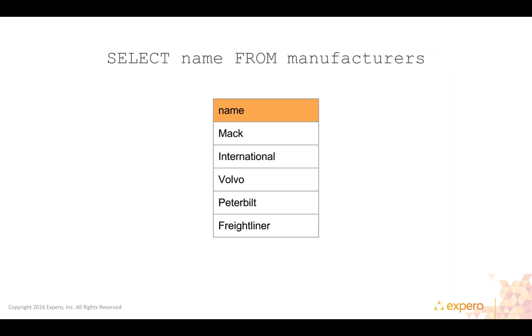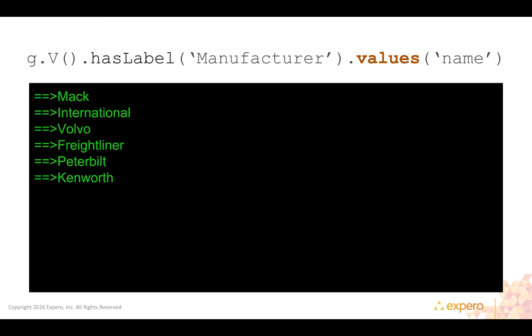Now if we want to do a particular projection, so I just want the name for manufacturers, in Gremlin there's a values step. With this values step, we can provide one or more property names, and then we'll get those back. So here we just simply look up the names.